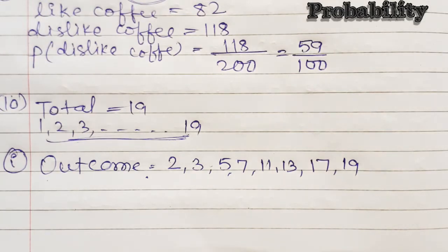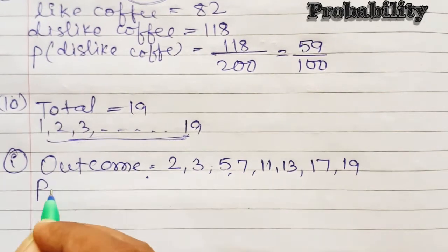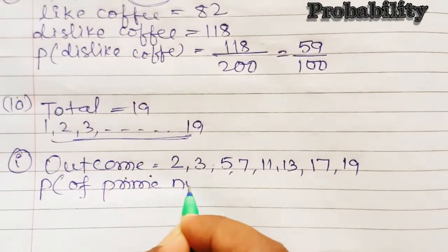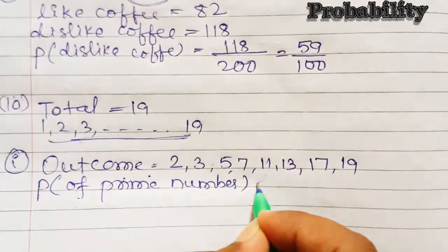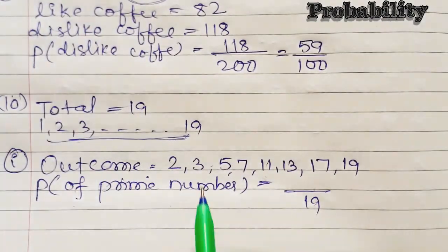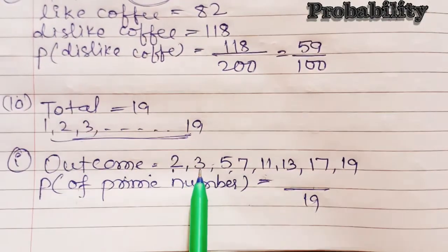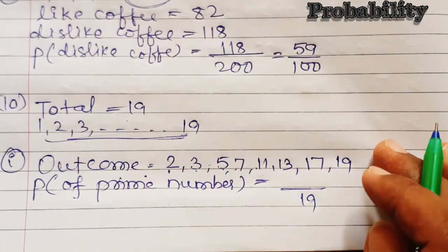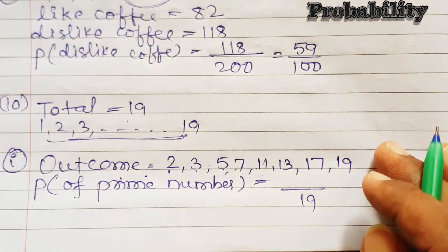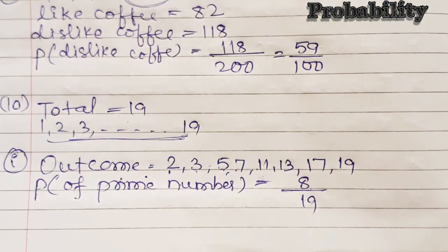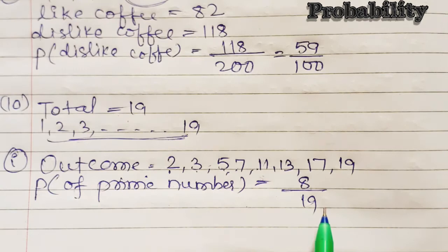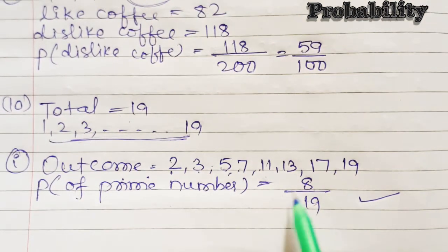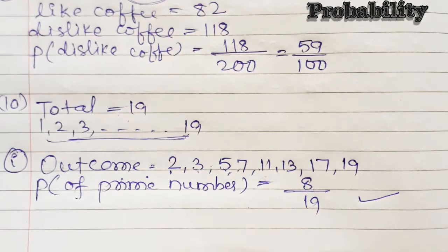Now next part, we'll find the probability of prime numbers. So what will be the probability? So we know that total number is 19, and we'll count the number of prime numbers: 1 2 3 4 5 6 7 and 8. So total 8 prime numbers are there. Okay, so your answer will be 8 upon 19. Here cancellation is possible? No. So your final answer will be 8 upon 19. You have to write this statement and then you have to write the values.